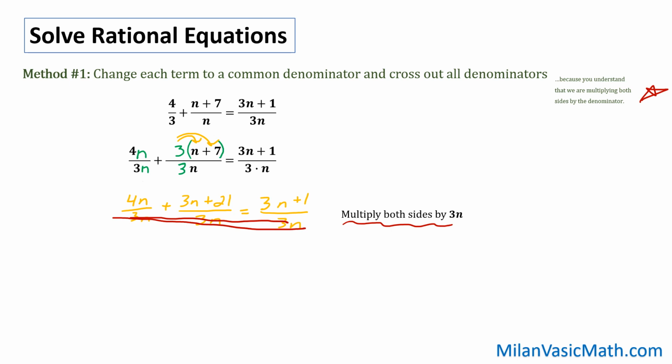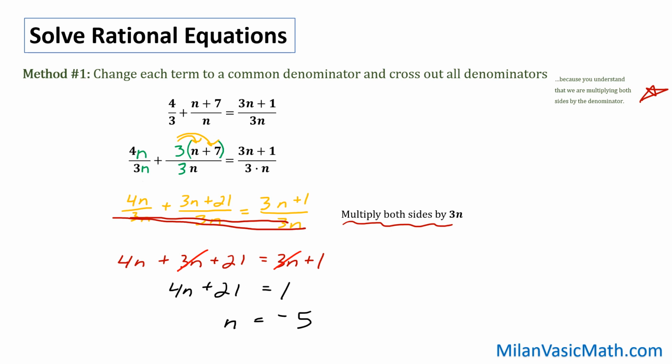So that leaves me with 4n plus 3n plus 21 equals 3n plus 1. And now I can subtract 3n from both sides. That gets rid of this. I'm left with 4n plus 21 equals 1. Subtract 21, divide by 4. We get that n equals -5.